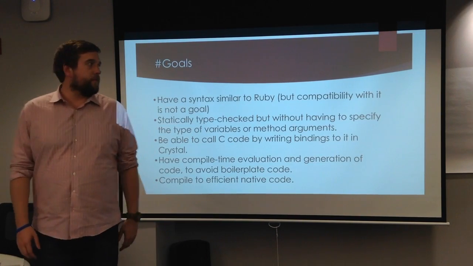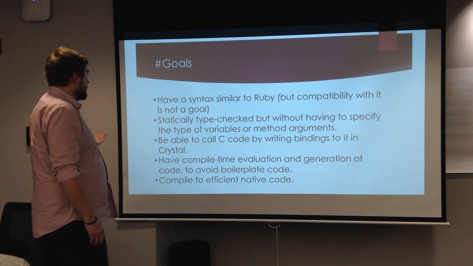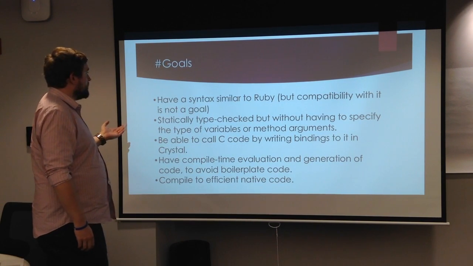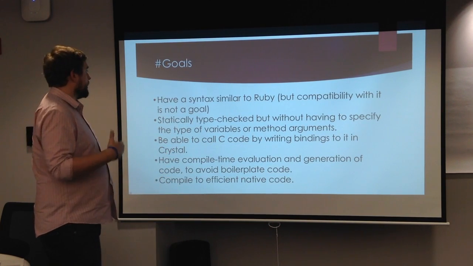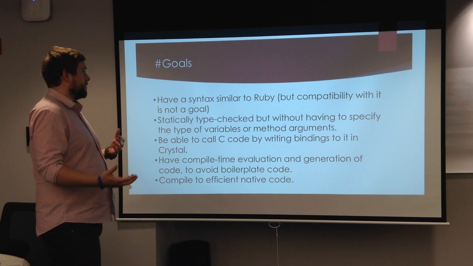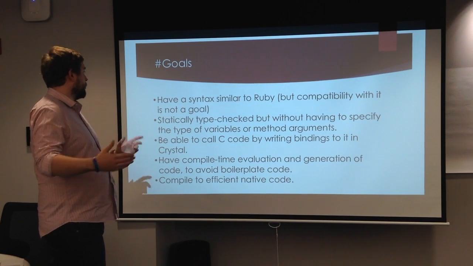So just wanted to share some of the major overarching goals that led to the creation of the language. Like I said earlier, they want to have a syntax that's similar to Ruby, but compatibility with it isn't a goal. So like I said, just because of the strong types, the syntax will change. But in a lot of cases, it's very easy to port Ruby code to Crystal.